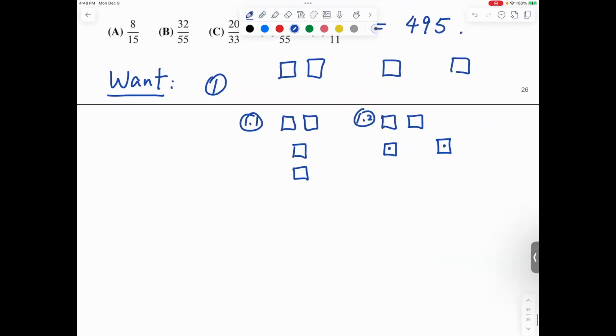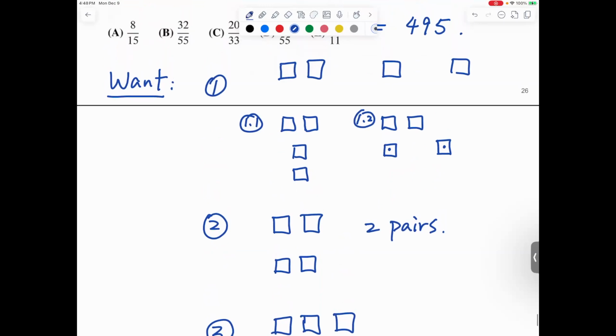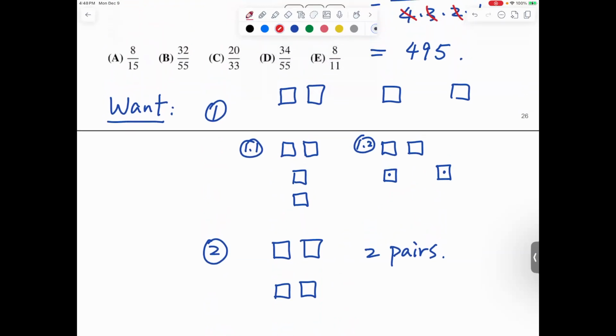So this is 1.1, 1.2, two subcases. Then second, maybe we have two empty seats next to each other, and in a different row, we also have two seats next to each other. So we have two pairs of seats. This is a second possibility, right? And a third possibility, maybe we have a whole row empty, and then there's another empty seat in the other three rows. So these are three different cases.